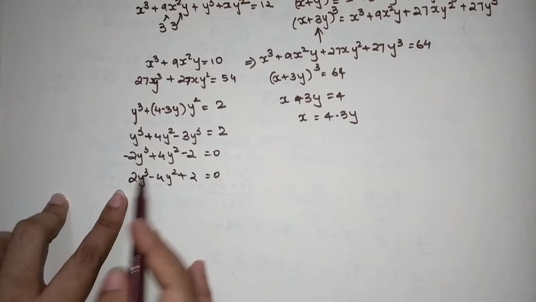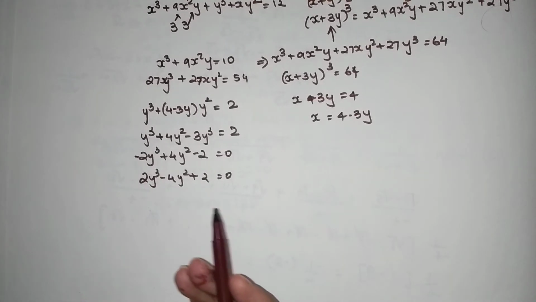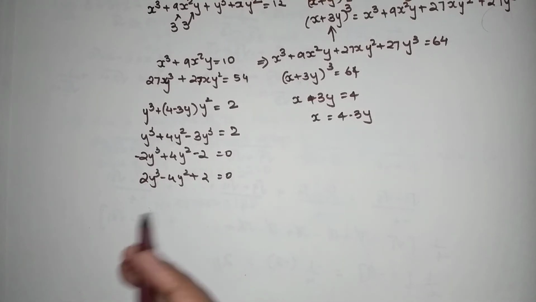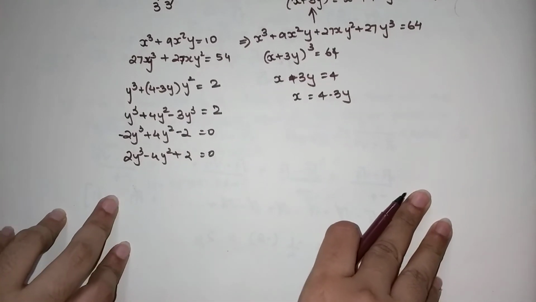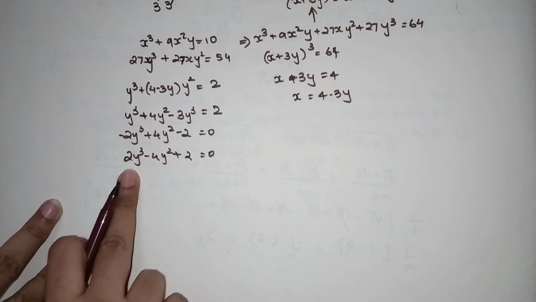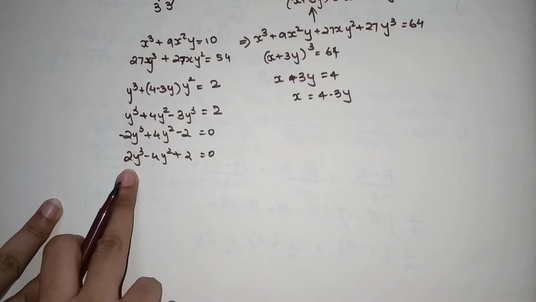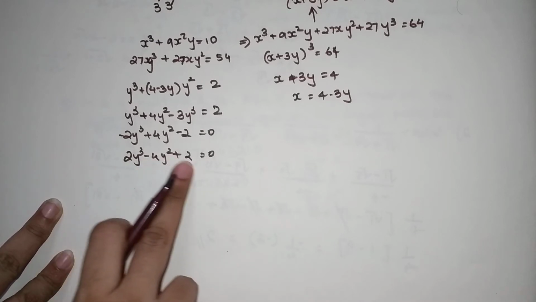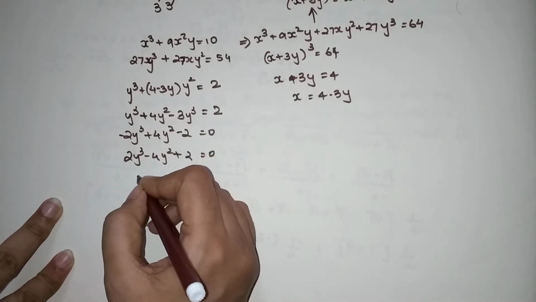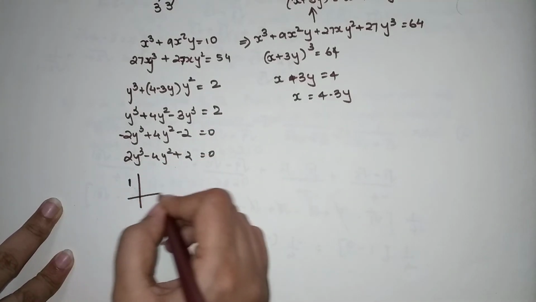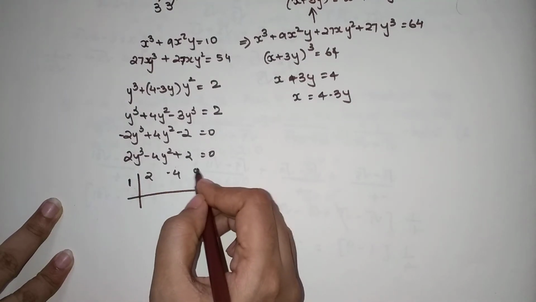Because this is an equation of third degree, you can't use your quadratic formula over here. So we will try solving it using polynomial division, or rather synthetic division. So we will substitute the value of y as 1. 2 into 1 is 2, minus 4 into 1 is again minus 4, plus 2. So 2 plus 2 is 4, minus 4 gets you 0. So that's correct. So we substitute 1 and do the synthetic division. So you get 2, minus 4, 0 and 2.